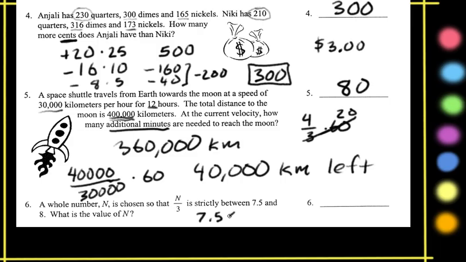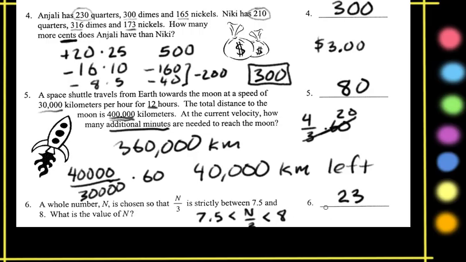7.5 is less than n over 3, which is, oops, I'm running out of room there, which is less than 8. And if we multiply that all by 3, we would have n less than 24. So since there's only one whole number that works, we're just going to pick the next number less than 24, which is 23.